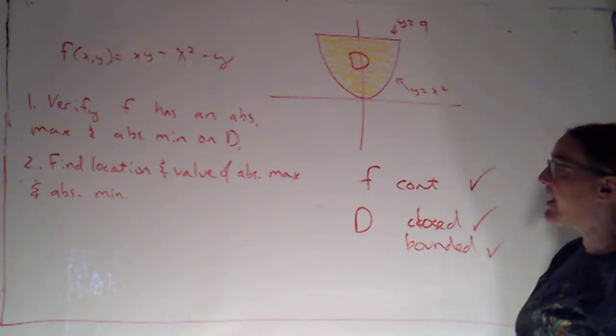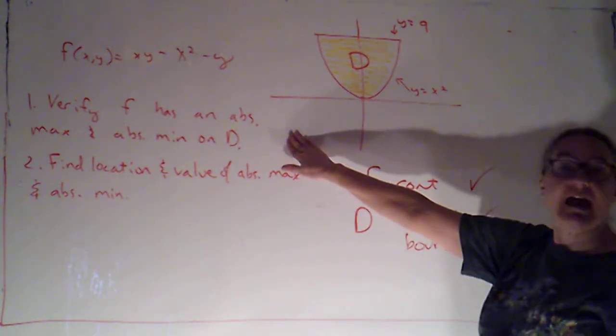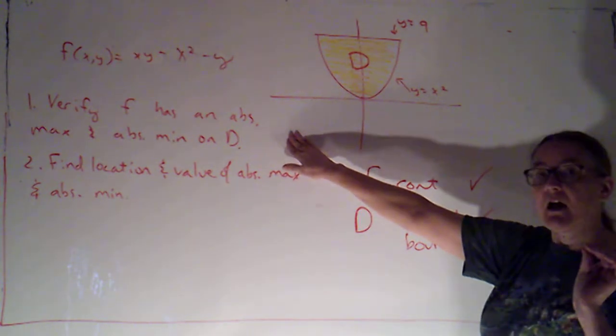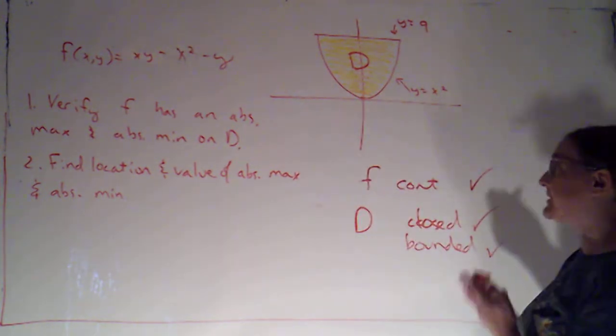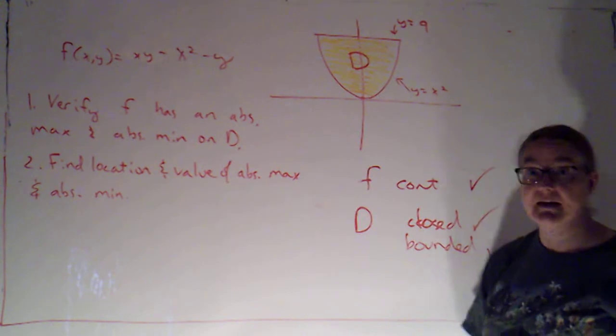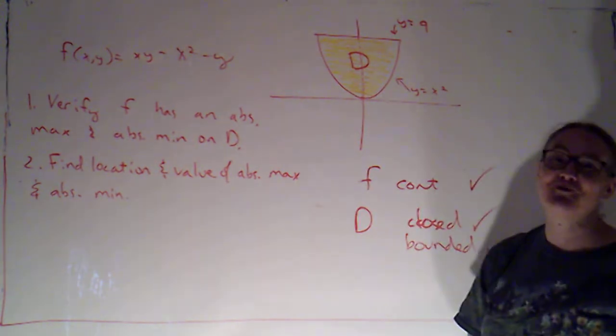By the extreme value theorem, f has an absolute max and an absolute min. I will hold you responsible for being able to state the extreme value theorem. Okay, it's pretty simple criteria. Make sure you know what they are.